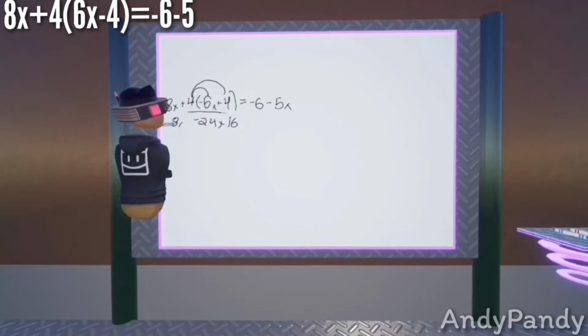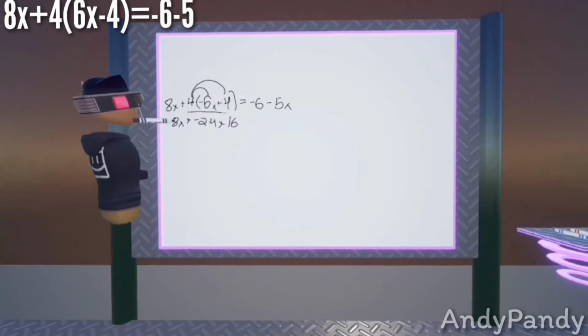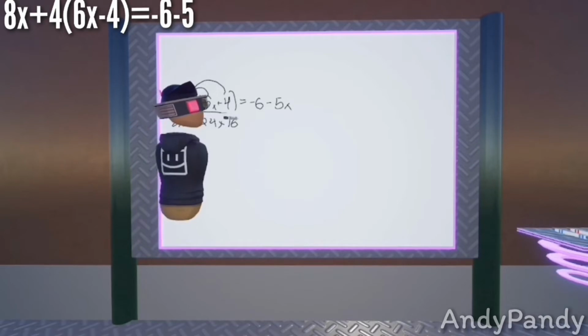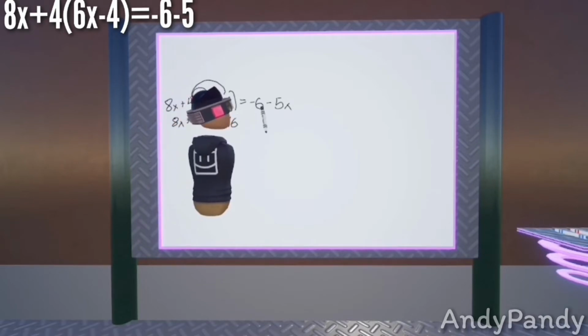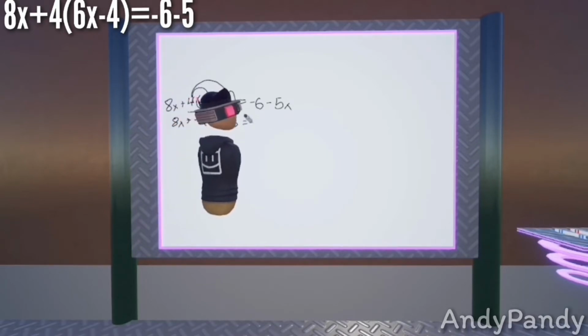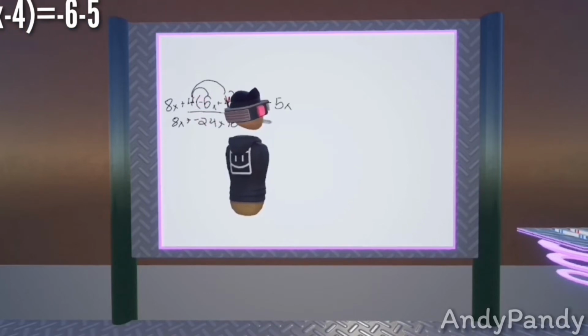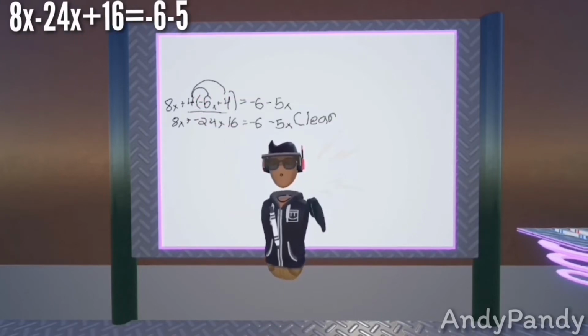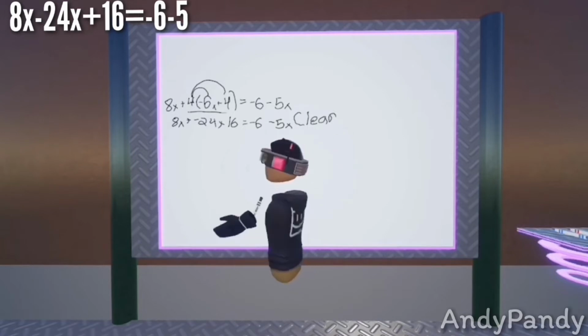And then all that is left over, we carry on to the bottom. So no parentheses on this side, so we're good. We just carry it on to the bottom. Our next step is to combine like terms within each side of the equal sign.